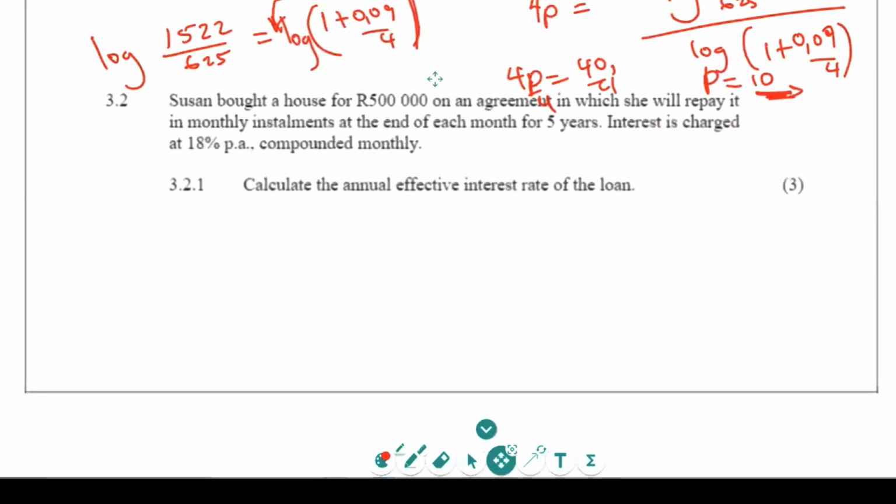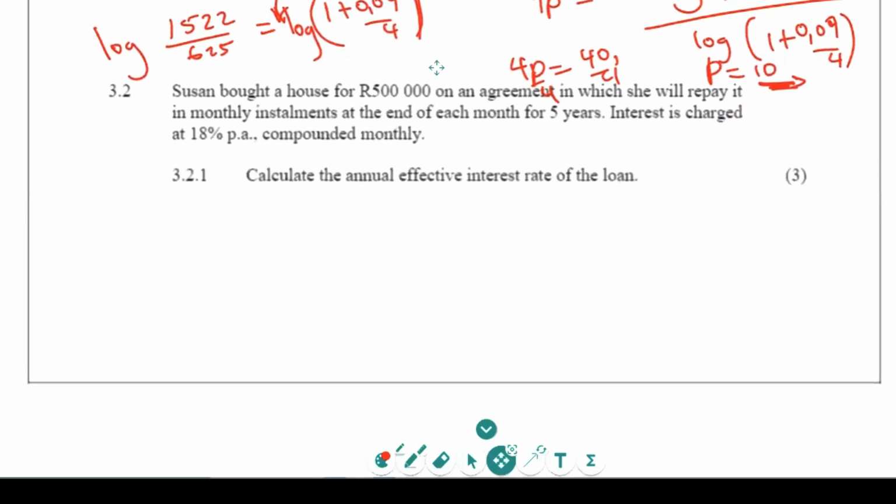3.2, Susan bought a house. Susan decides to buy a house for 500,000 on an agreement that she will repay it in monthly installments at the end of each month for a period of 5 years. Interest is charged at 18% compounded monthly. And they ask us for the annual effective interest rate.